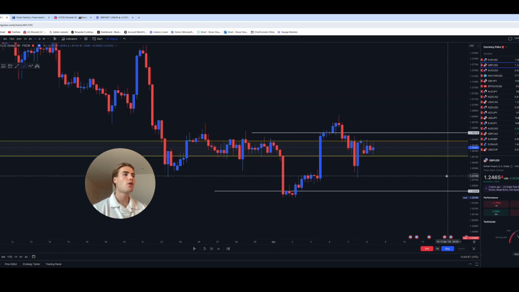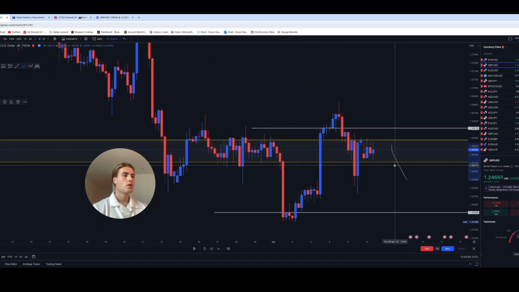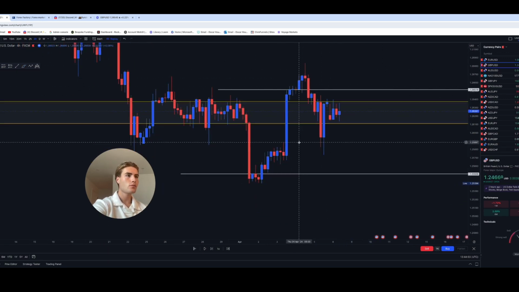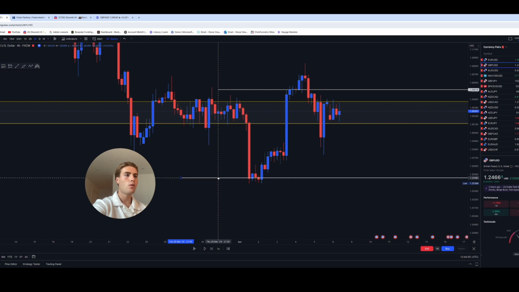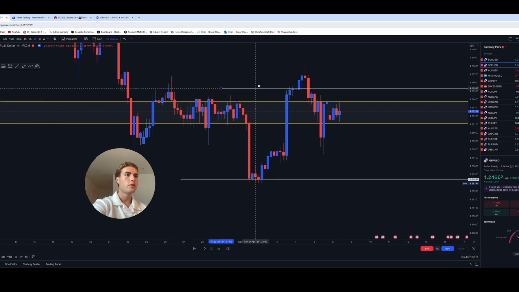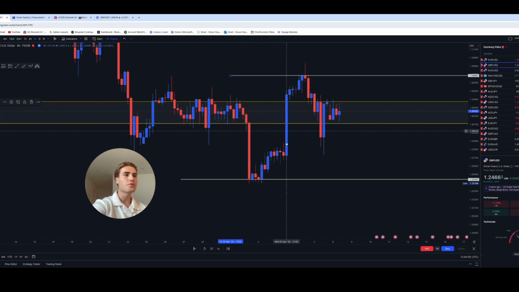This is where you come to the 4 hour. As we mentioned before, the 4 hour is bullish. This is your low on the 4 hour. This is your high. There's no big retracements within this zone.